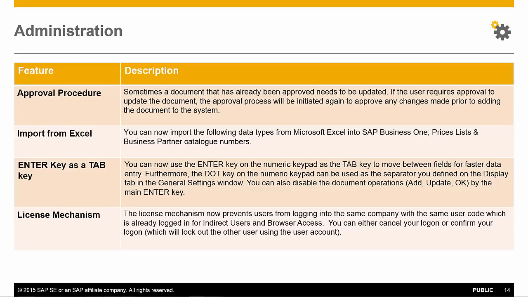The license mechanism has also been updated. It now prevents users from logging into the same company with the same user code, which is already logged in for indirect users and browser access. You can either cancel your logon or confirm your logon, which will lock out the other user using the same user account.